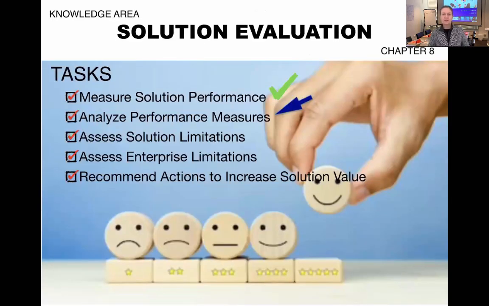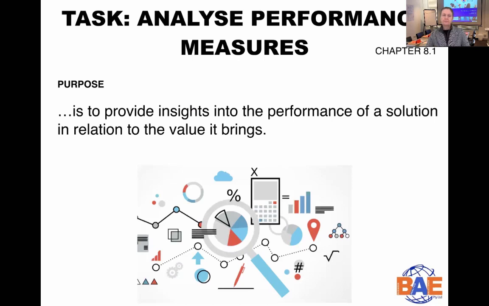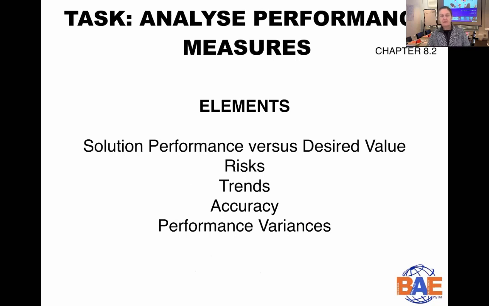Okay, so that was the first task. Let's say we've now managed to define our solution measures and we are ready to analyze the data that we've received. So now let's look at the task, analyze performance measures. The purpose, according to the BABOK guide, is to provide insights into the performance of a solution in relation to the value that it brings. The elements that we need to consider here: solution performance versus the desired value, risks, trends, accuracy, and performance variances.